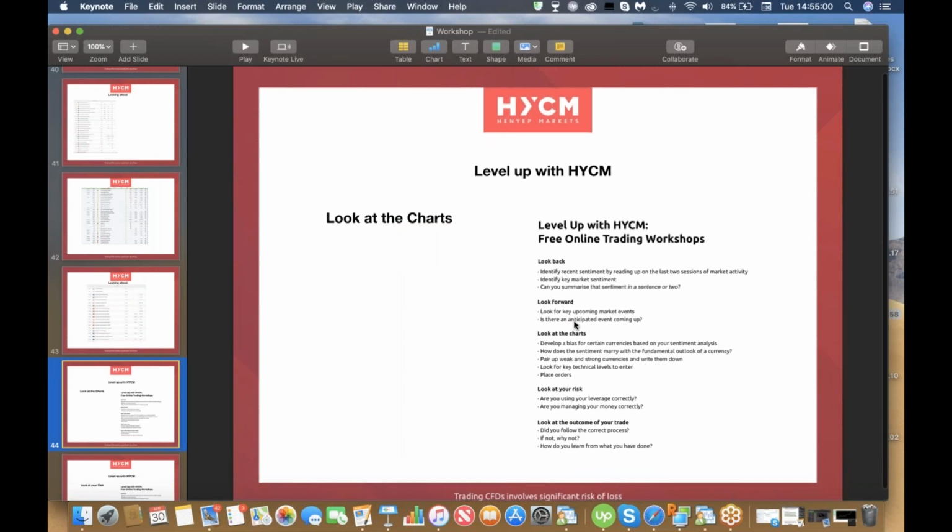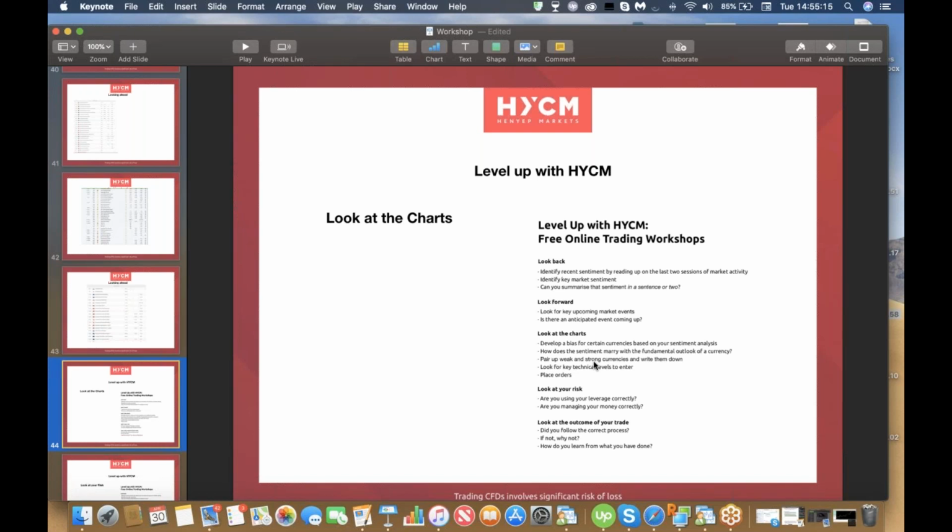Now, looking at the charts, this is where we develop a bias for certain currencies. We've done this as we've gone through. We've looked at a bias for the Australian dollar. We looked at a bias for US oil. We've looked at a potential bias for the New Zealand dollar looking ahead.